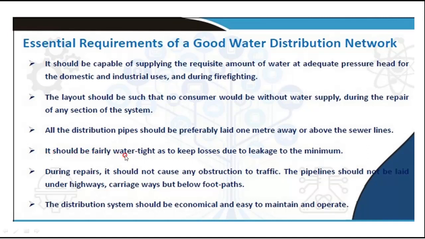It should be fairly watertight so as to keep losses due to leakage to a minimum. Whenever you make joints in a distribution system, various diameters will be there, various bends, various angles of bends, various connections will be there. Everywhere the leakage should be very minimum. Okay, that you need to think, then only you can call it a good water distribution network.